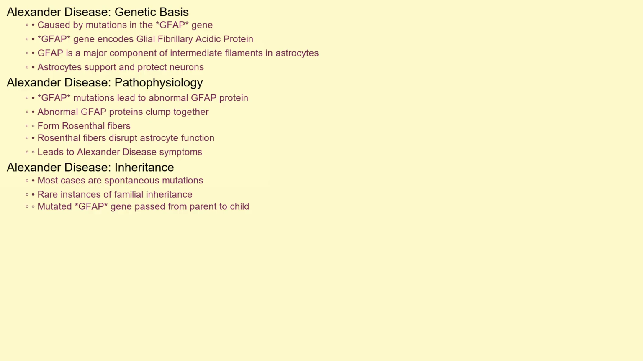Alexander disease is primarily caused by mutations in the GFAP gene, which stands for glial fibrillary acidic protein. This gene provides the instructions for making a protein of the same name, GFAP. GFAP is a major component of intermediate filaments found in astrocytes, a type of glial cell in the brain. These cells support and protect neurons.